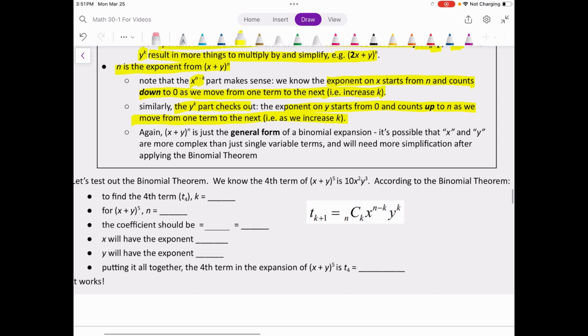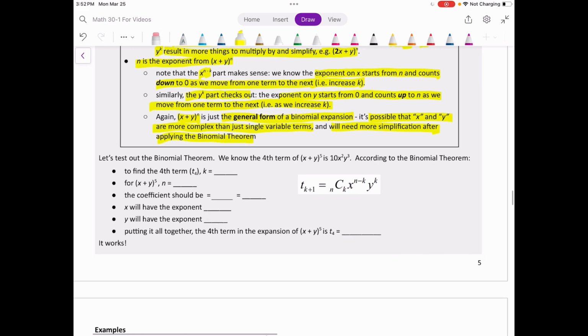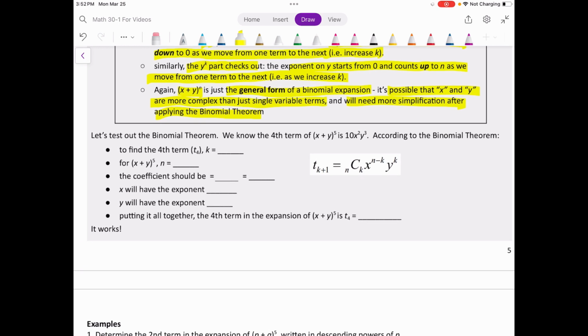Now again, x plus y to the power of n is just the general form of a binomial expansion. x could be anything, y could be anything. It's possible that x and y are more complex than just single variable terms, and we'll need more simplification after applying the binomial theorem. Okay, now again, I know that's a lot of almost abstract stuff to think about. Let's just try applying the binomial theorem here. Let's see what it's showing us.